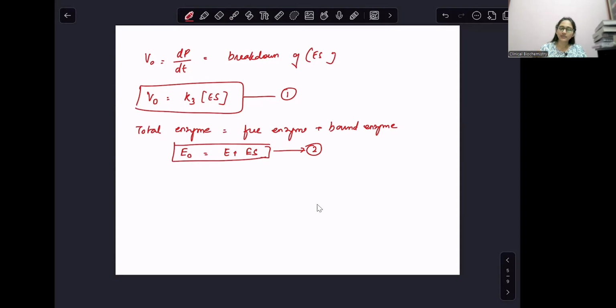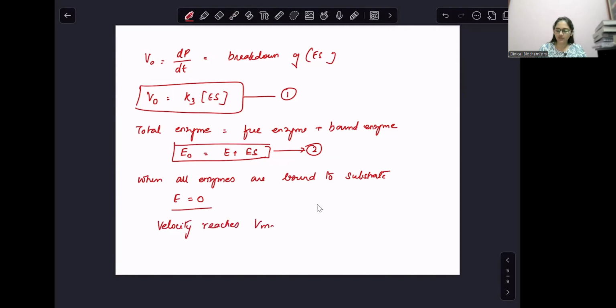Now, when all my enzymes are bound to the substrate, that's how my reaction is taking place, no? So when all the enzymes are bound to the substrate, which means that all the enzymes are saturated. Yes, let me write it. When all enzymes are bound to substrate, then the free enzymes should be equal to 0, is it not? Free enzyme concentration will be 0. Everything is bound to the substrate, so it is in the form of an enzyme substrate complex. Yes, so at this point, the velocity will reach Vmax. At this point, the velocity reaches Vmax.